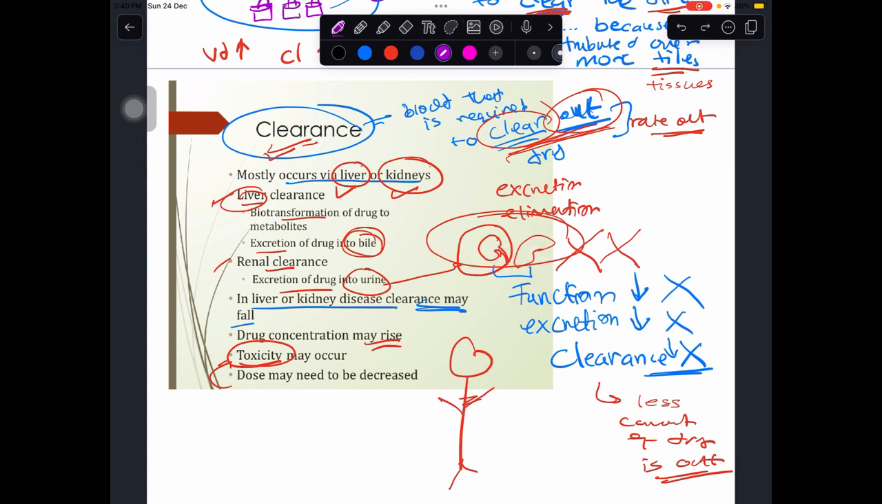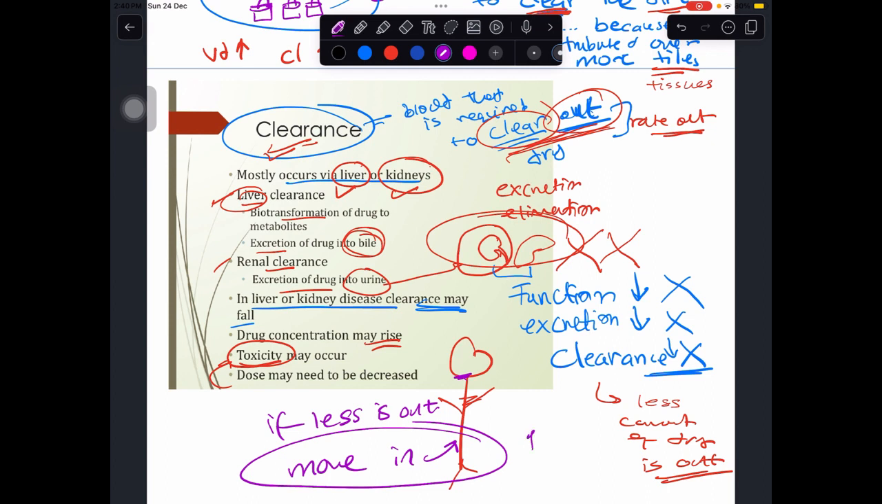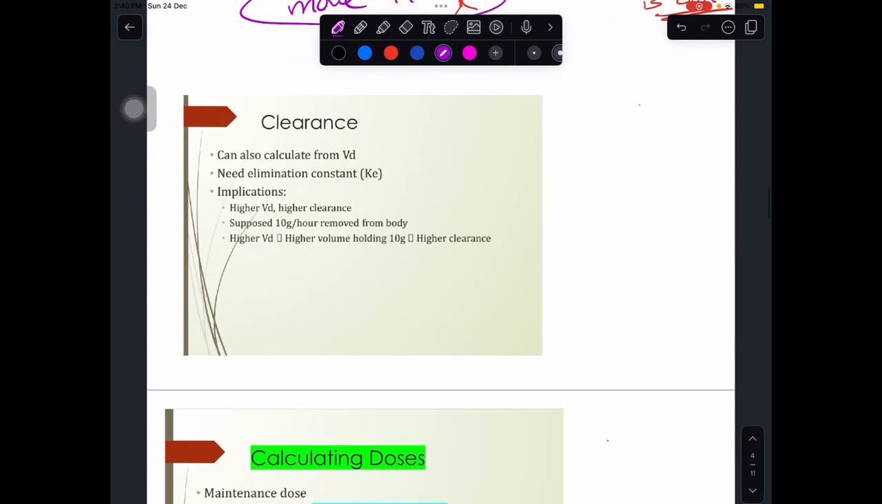So this means that the toxicity will increase, because if less is out, more is going to be inside my body. Because more is inside, toxicity can occur. So now, in order to prevent the toxicity, I will try to decrease the dose.